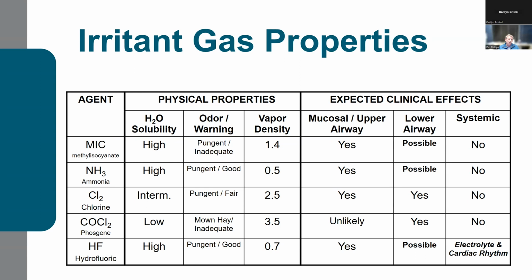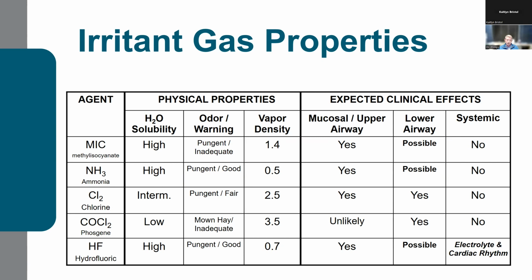Here's a little bit more detail of the physical chemistry and expected clinical effects of several different irritant gases like methyl isocyanate, ammonia, chlorine, phosgene, and hydrofluoric acid. We see the water solubilities, high, intermediate, low. In this column, they're odor warning properties, which are not dependent on solubility, but in fact more dependent on the specific chemical itself. Vapor density refers to how heavy the gas is. The higher the vapor density, the more likely it is to settle out.